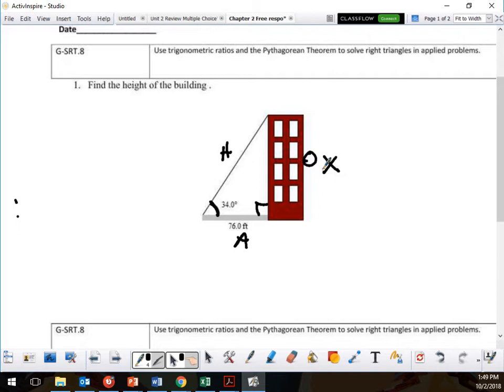Right? So now, what am I going to work with here? Tangent. So that I'm going to use, looking for the opposite, and I have adjacent. So that's going to be tangent of 34 degrees is equal to X over 76. Very good. Multiply both sides by 76. So 76 times tangent.